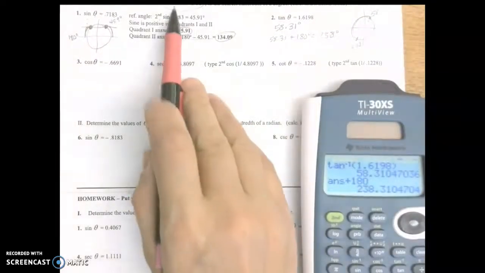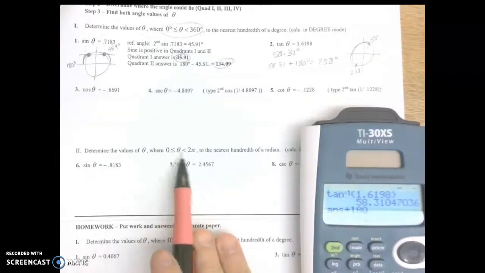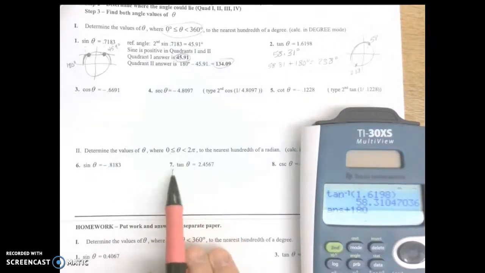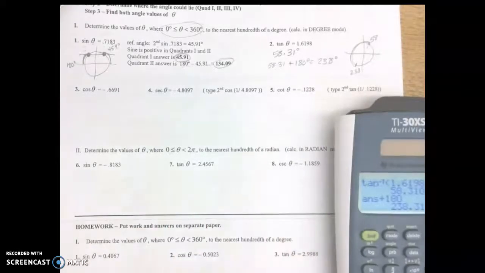These are all in degrees because it tells me from 0 to 360 degrees. Now down here it's going to say from 0 to 2 pi. So I'll have to calculate in radian mode, but anyways.